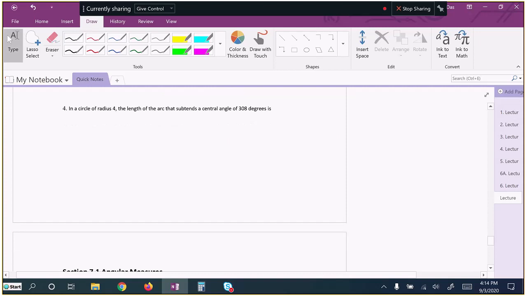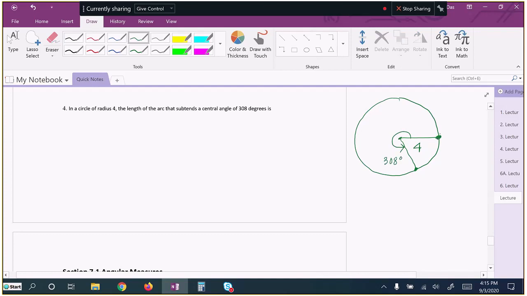Okay. The fourth is an application problem. This says that in a circle of radius 4, the length of the arc that subtends a central angle of 308 degree is. So let's think about the situation. A circle of radius 4 units. So this is 4. 308 degrees. Remember, this is 90, this is 180, this is 270, so 308 degree will be somewhere here. So what I'm being told now, I want to find out the arc length that is subtended by this angle of 308 degrees.